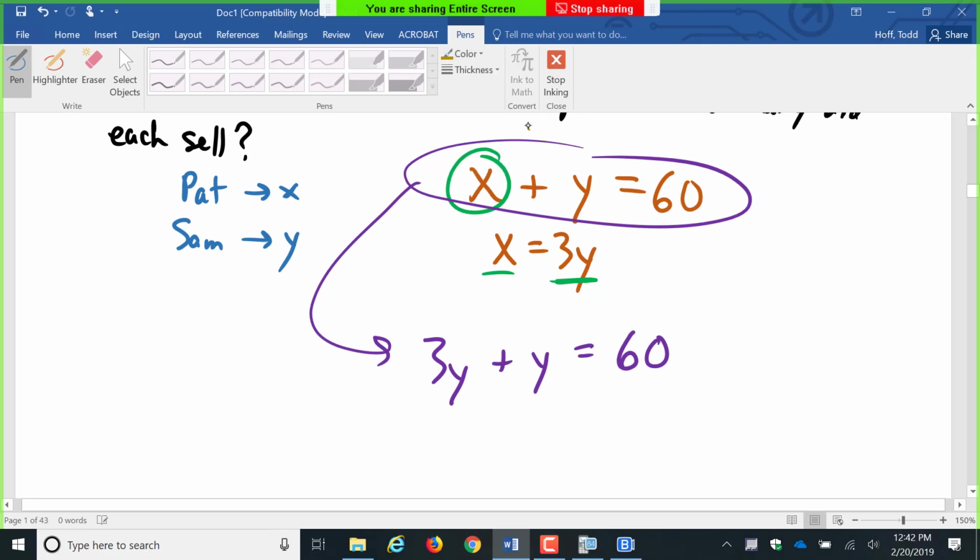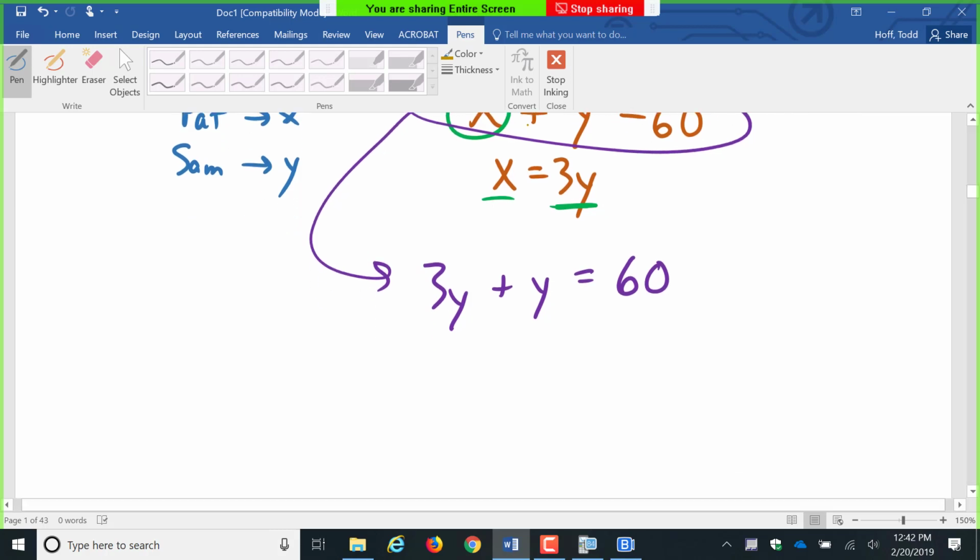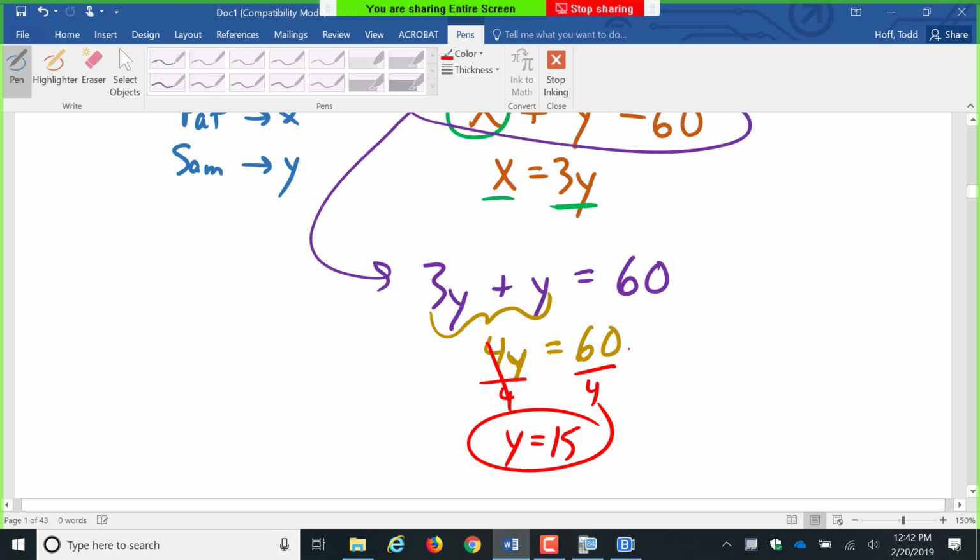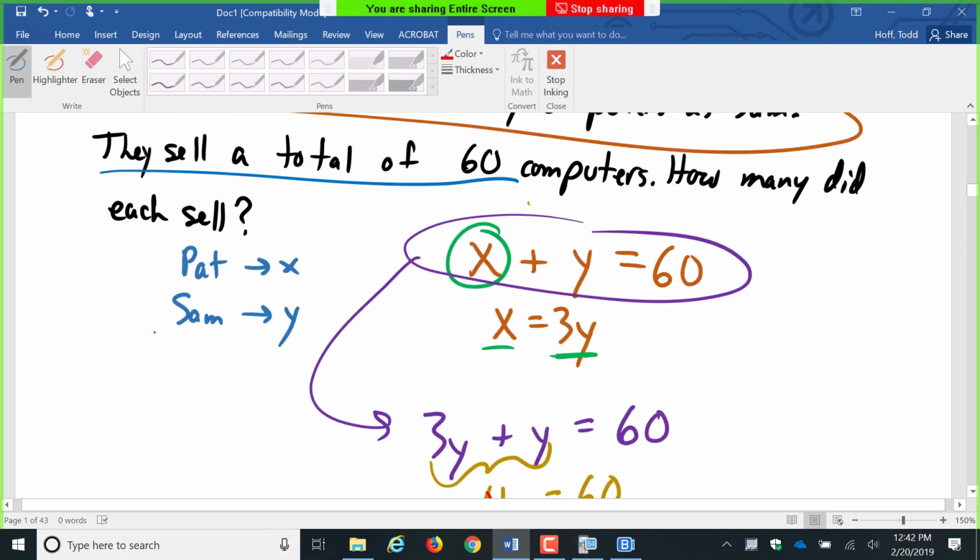What am I going to do next there? Combine them. 3y and y makes 4y. Wonderful. And then divide by 4 to get y equals 15. Now remember what y was. Y was Sam. So Sam sold 15. We still have to solve for Pat because we're asked how many did each sell.